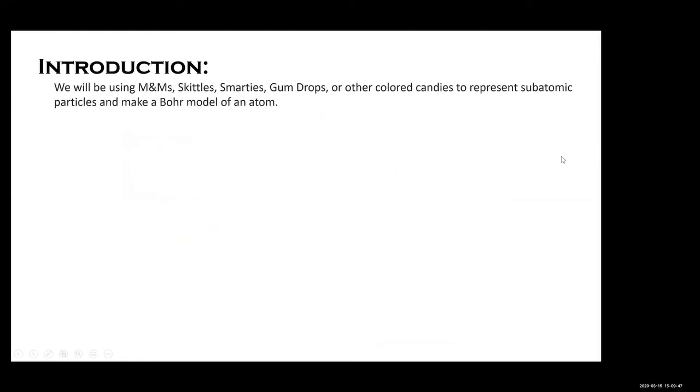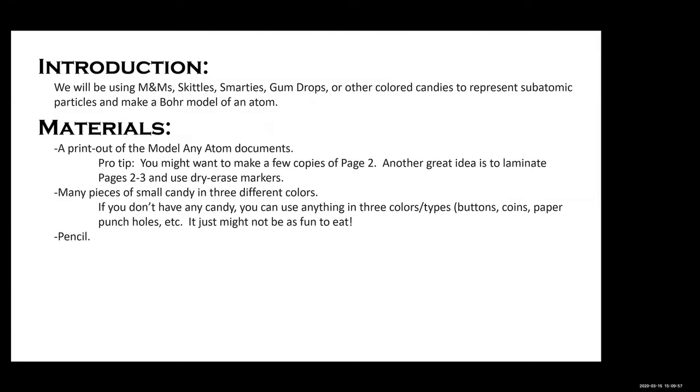Okay, so let's move on to this part. So, introduction to this lab. Here's what we're going to do. We'll be using M&M's, Skittles, Smarties, gumdrops, or other colored candies to represent subatomic particles and make a Bohr model of an atom. So here are the materials you're going to need. You're going to need a printout of the Model Any Atom documents, which should be available with your subscription. There'll be a link for that.